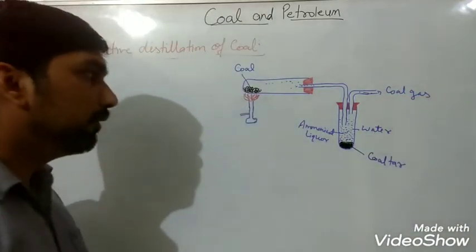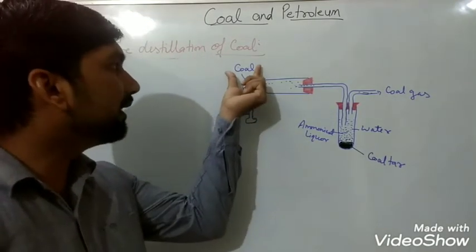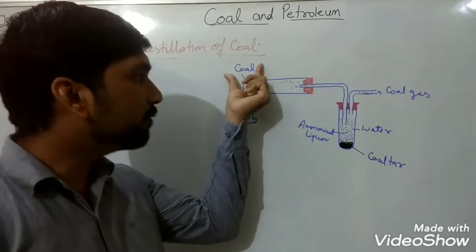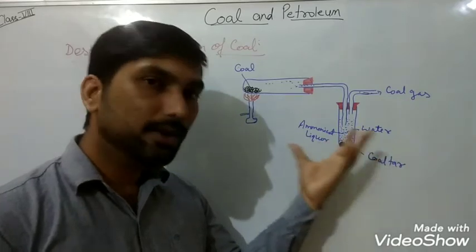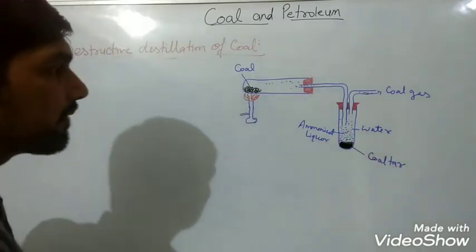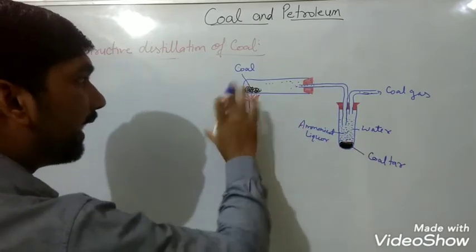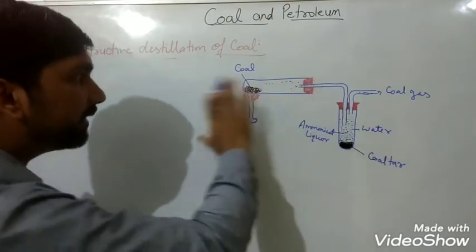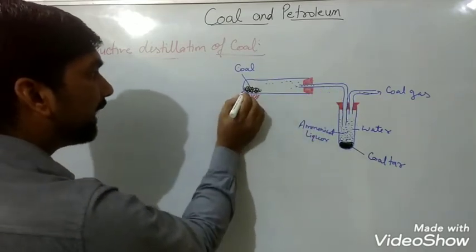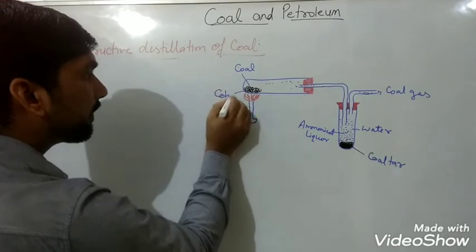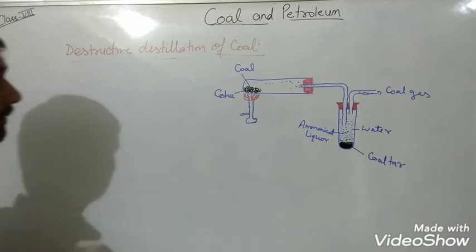So as we talked earlier, whenever we do destructive distillation of coal, it gives us 4 valuable products, which we use in our daily life. And after this heating process, whatever solid residue is left here, that will be coke. So first we will discuss about the coke.